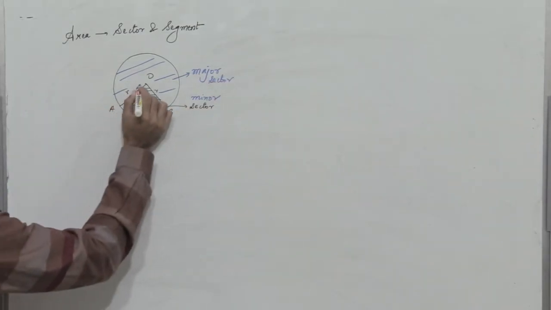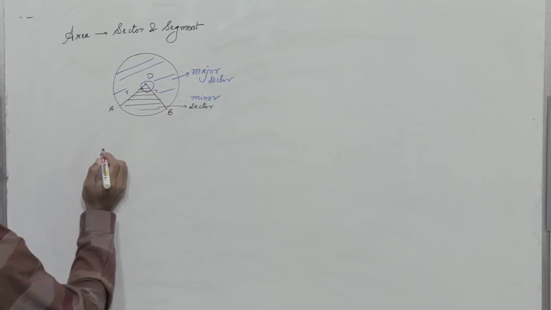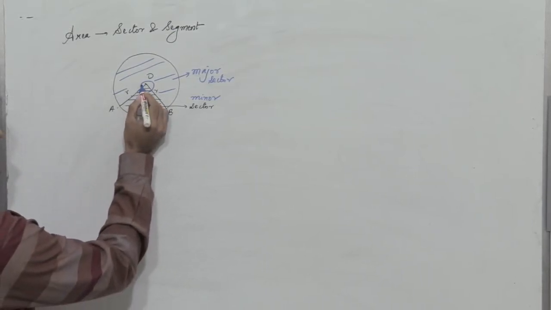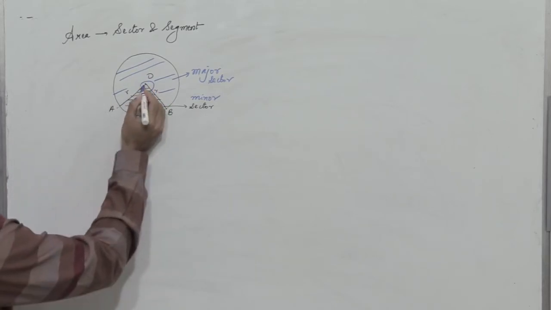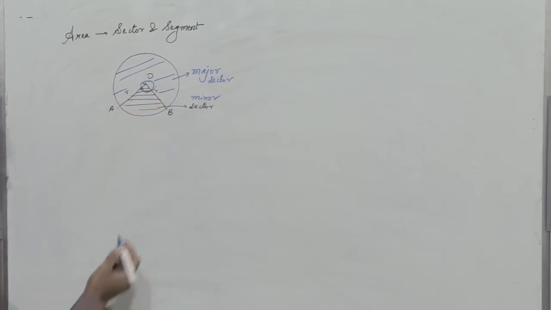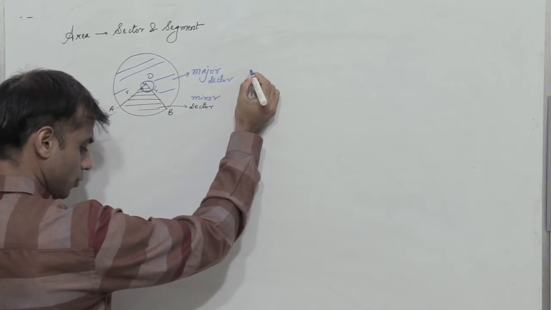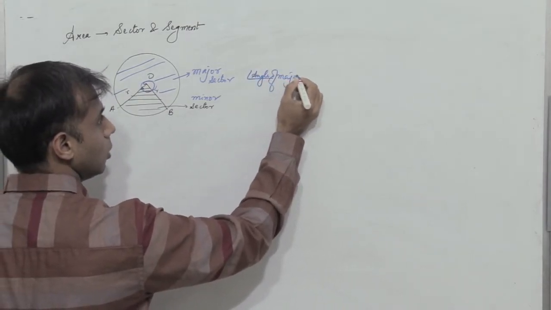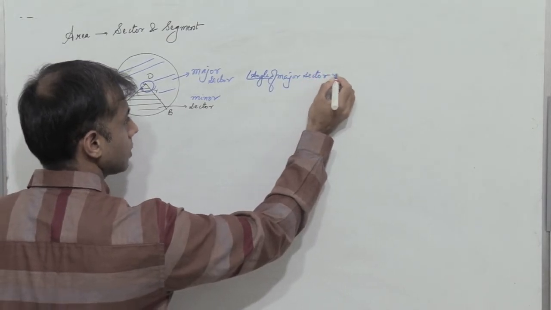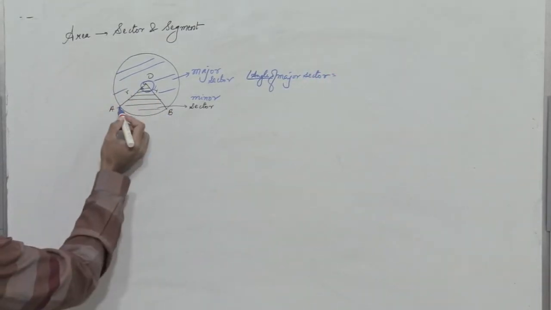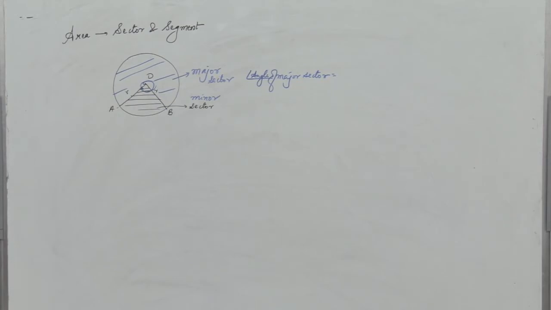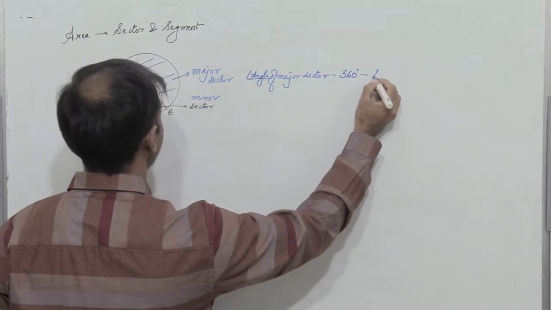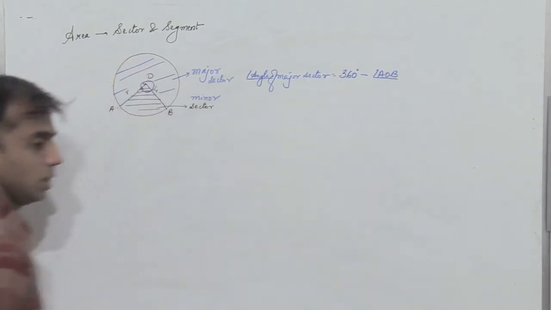Now the entire angle is of course 360 degrees. So let us try to define the angle made by the major sector. The total angle of course is 360 degrees. So when we want to find the angle of the major sector, it has to be 360 minus the angle AOB. So angle of the major sector is 360 degrees minus angle AOB.